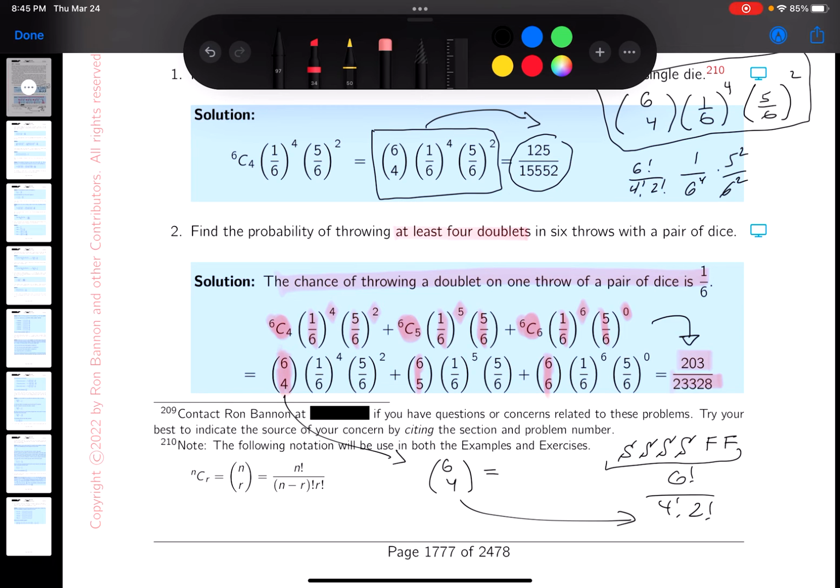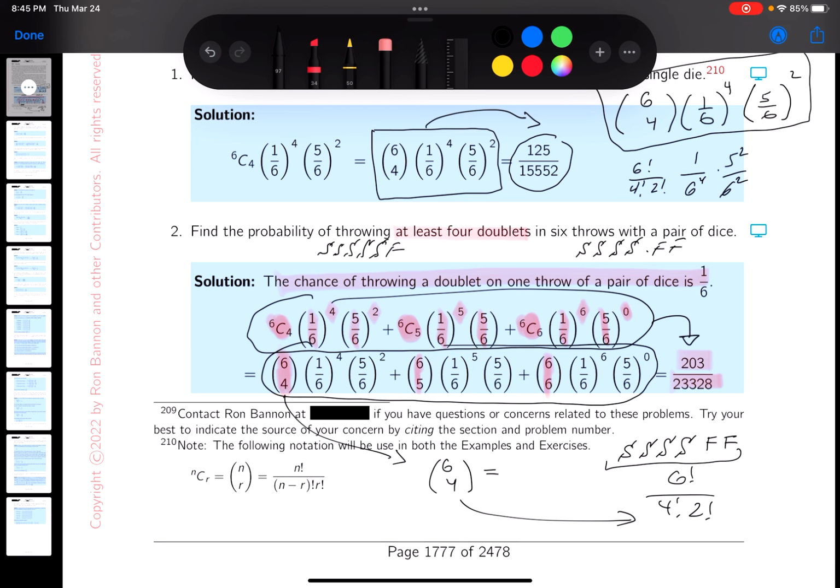It's an ordering of letters, all it is, all right? Once you catch on to that, these things are pretty easy to write down because all we're doing is getting words: success, success, success, success, and then failure, failure. There's an ordering to that. Again, what's the ordering? 6 factorial divided by 4 factorial times 2 factorial. If you had, let's say, 5 S's down and 1 failure, still 6 factorial divided by 5 factorial times 1 factorial. Again, writing it this way is fine, or writing it this way is fine. Both will compute to this number over here.